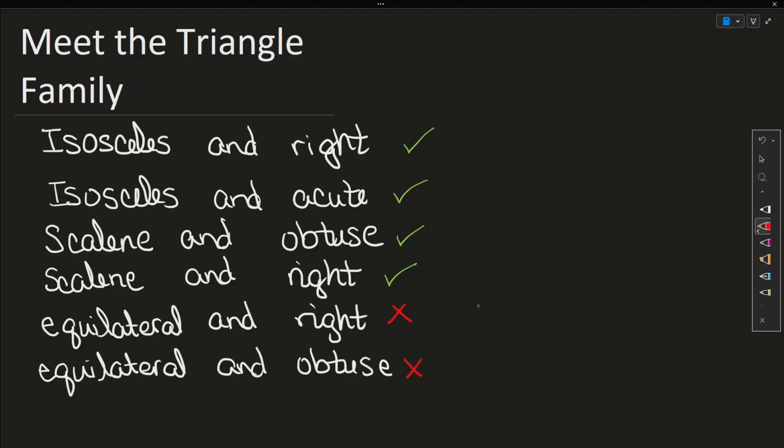In the next video, we'll look at an important relationship in triangles, how angle size and side length are connected.